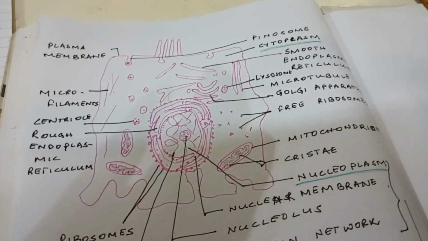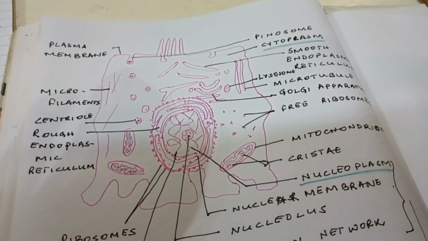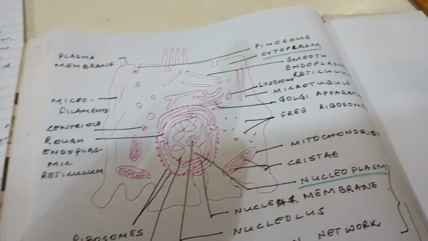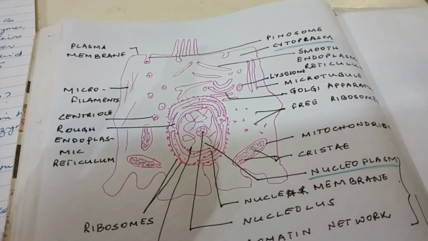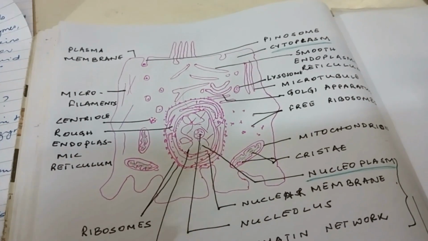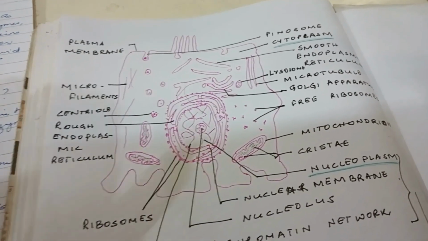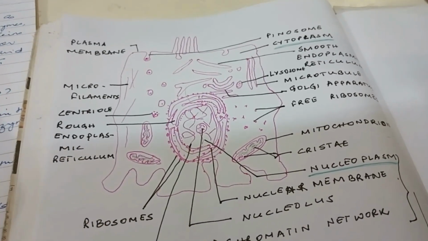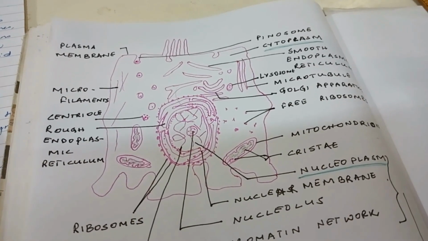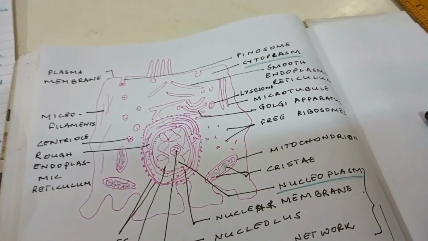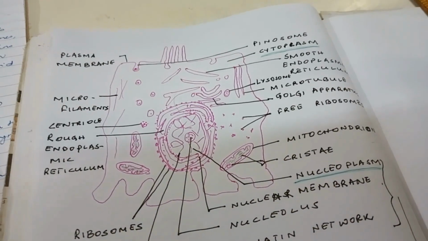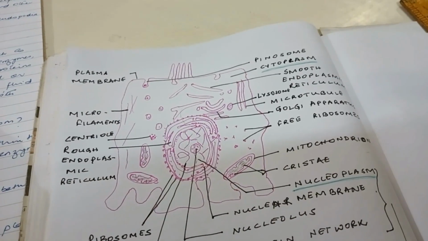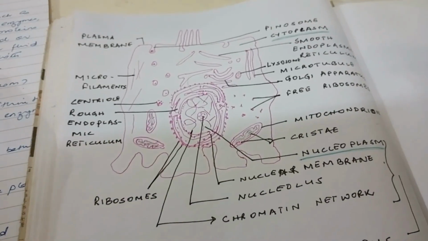How is cyclosis helpful? This cyclosis, or the streaming movement of cytoplasm, is helpful because it helps in the movement of the cell organelles and other cell inclusions within the cytoplasm. And it also helps in the formation of pseudopodia in amoeba.